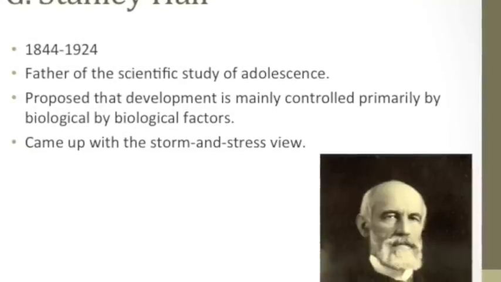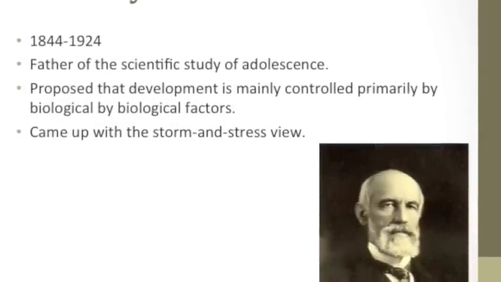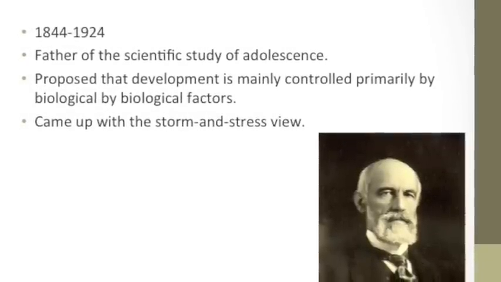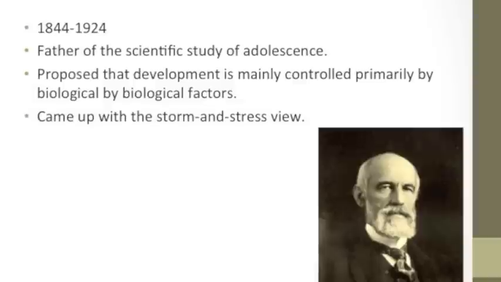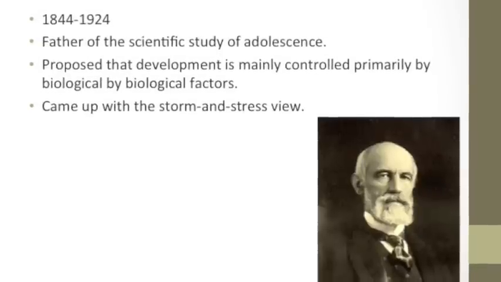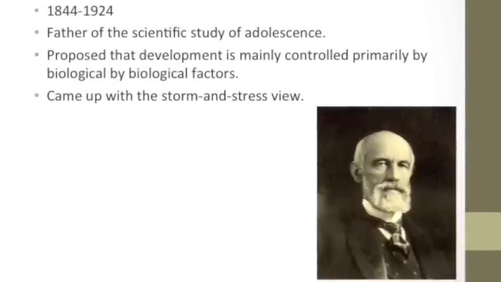G. Stanley Hall, no relation to Taylor Hall, is considered the father of scientific study of adolescence. He proposed that development is controlled primarily by biological factors. Don't mind the spelling error, we'll be fixing that for next time. And G. Stanley came up with the storm and stress view, so we'll be discussing that in the next slide.